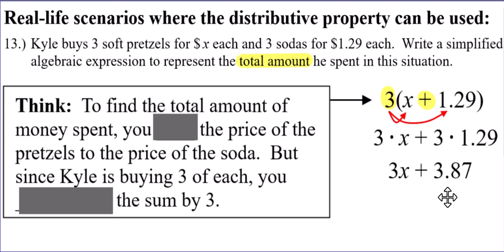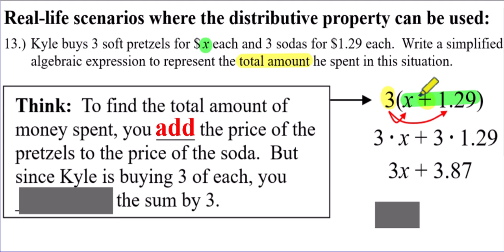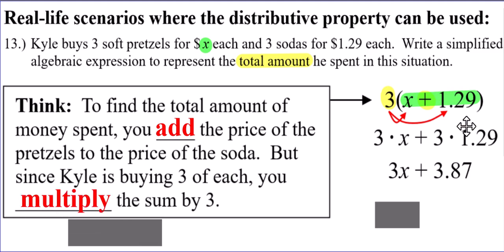Now, if I just went through that way too fast, go to the think box. To get total amounts, you would add the price. That's right, fill in that blank. Add the price of the pretzels to the price of the soda. That's what I had here in the parentheses. It's just that the price of the pretzels was unknown. It was called X dollars. You can't really add X to $1.29 without knowing what X is. So you're going to put a plus sign in between, but you can't really add them. Since Kyle is buying 3 of each, you would multiply the 3 to the sum, and that's exactly what we did. So go ahead and fill in that blank if you didn't do so already.